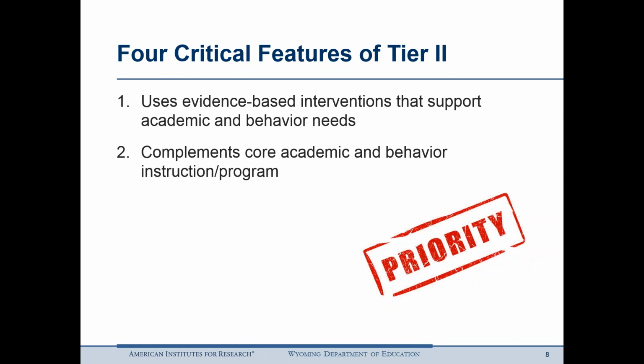In previous modules, you explored the Wyoming MTSS implementation rubric. Item 4B describes the 4 critical features of a Tier 2 system. Let's review. All Tier 2 interventions are evidence-based in the content areas and grade levels where they are available, and they support academic and behavioral needs. Tier 2 complements core instruction. Specifically, it is well aligned with core instruction and incorporates foundational skills that support the learning objectives of the core academic and behavioral supports.